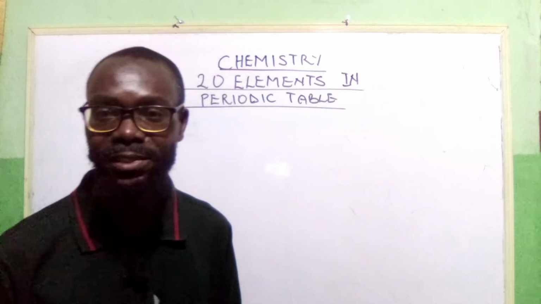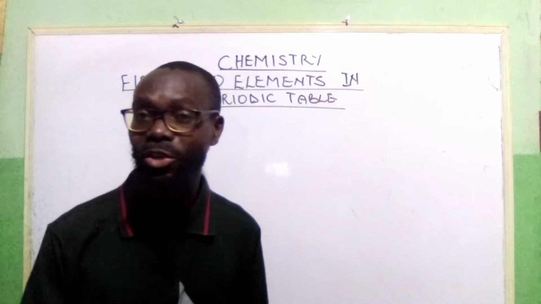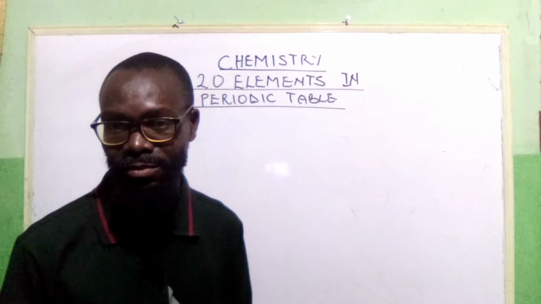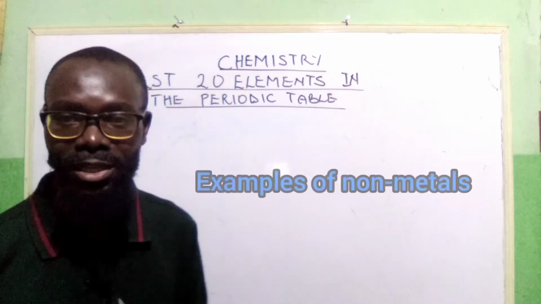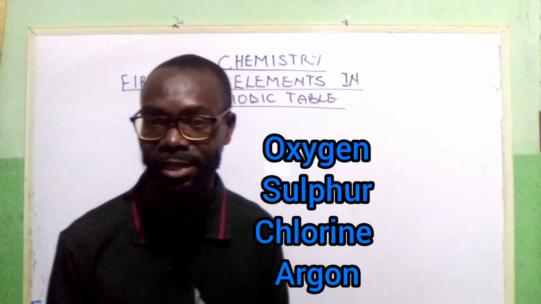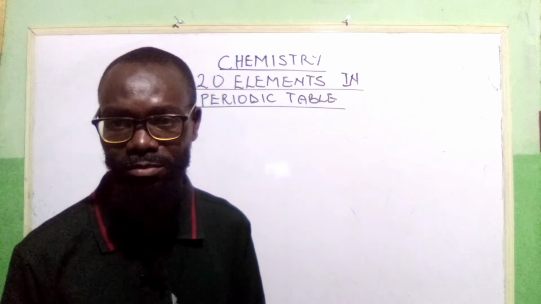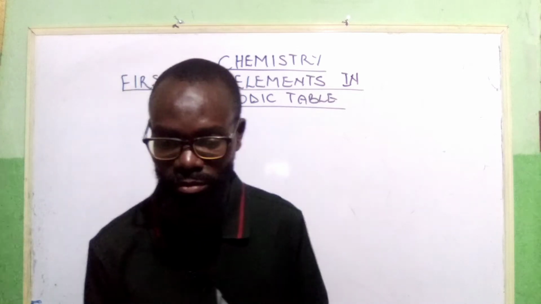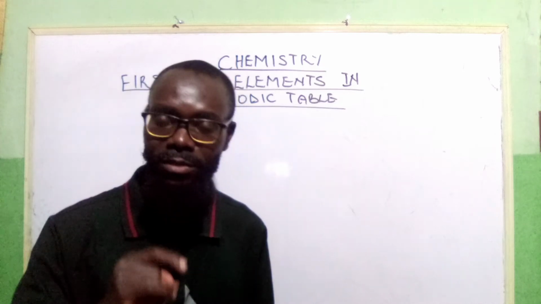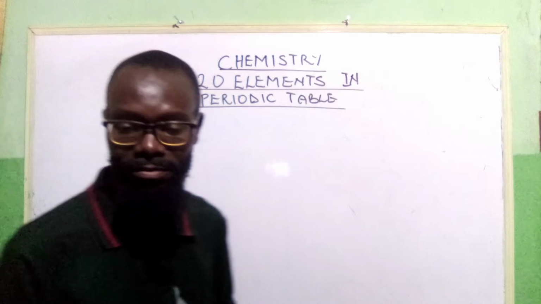While non-metals are those elements in the periodic table that are bad conductors of heat and electricity. They cannot conduct electricity. Examples of these are oxygen, sulfur, chlorine, argon. These are non-metals. Now, we want to talk about the symbols of these first 20 elements.